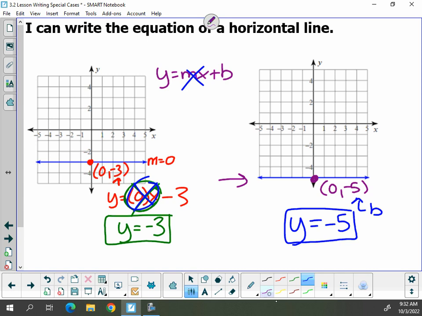Because the slope of a horizontal line is always 0. Anytime you see a horizontal line, it has a slope of 0. It doesn't go up at all. It doesn't go down at all. It's totally flat. It has a 0 slope.